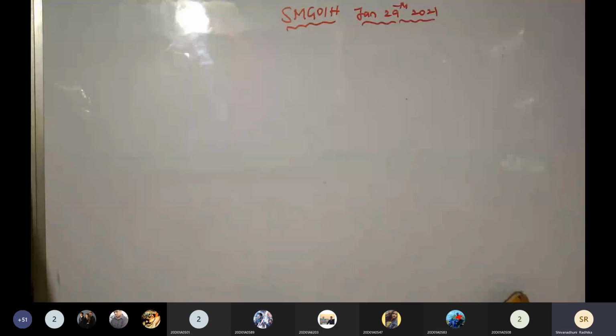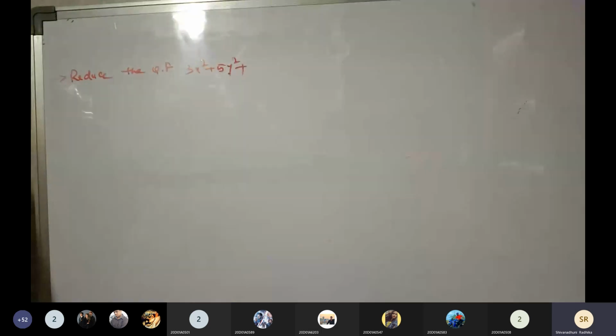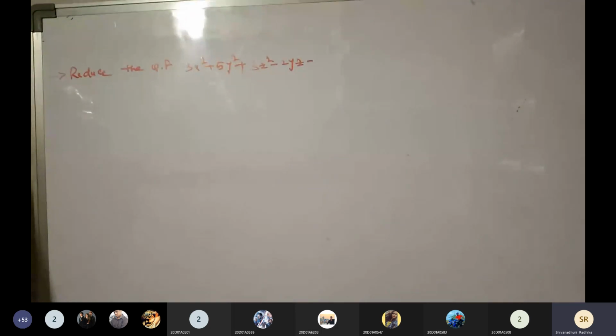Now the first problem, write down all of you. The first problem: reduce the quadratic form 3x square plus 5y square plus 3z square minus 2yz plus 2zx minus 2xy.